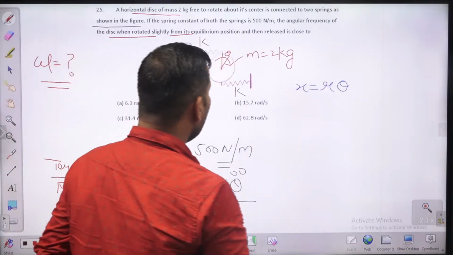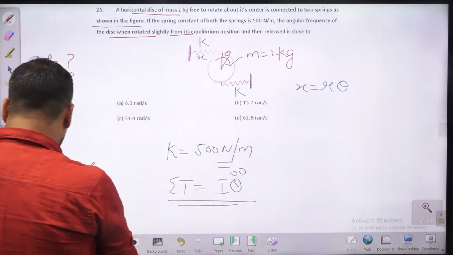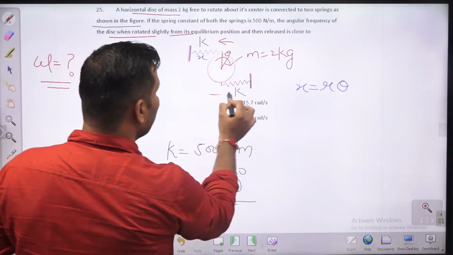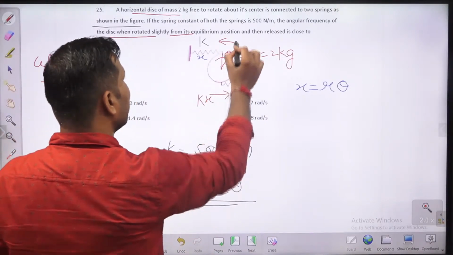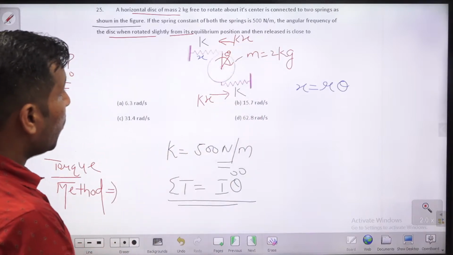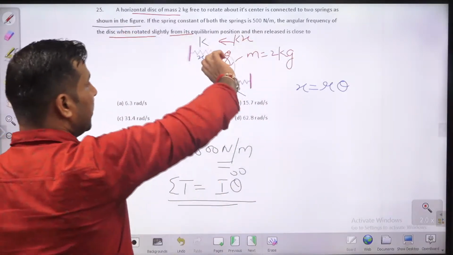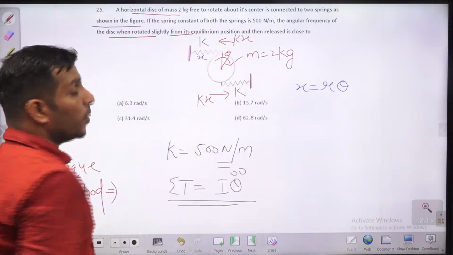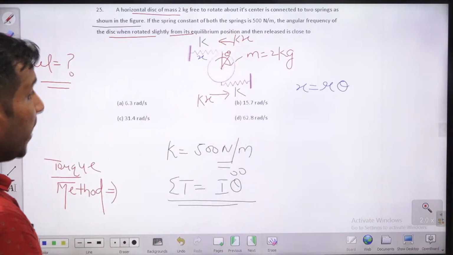So if x equals r theta, how much will the spring force be? Here the spring force will act in this direction, and here also in this direction. How much is the spring force? That is kx on both sides, since the stiffness is the same and the deflection is the same. When you rotate this disc, the deflection will be this side, so the spring force acts this side. In both cases the spring force is k into x.